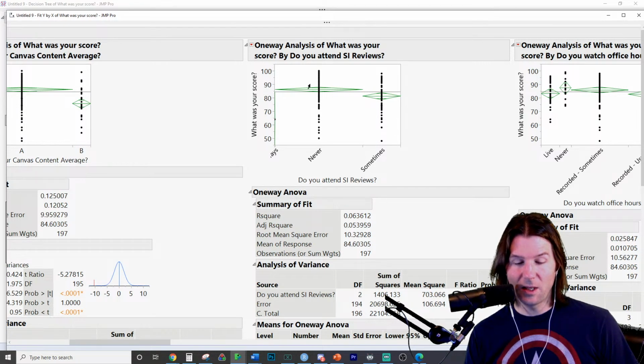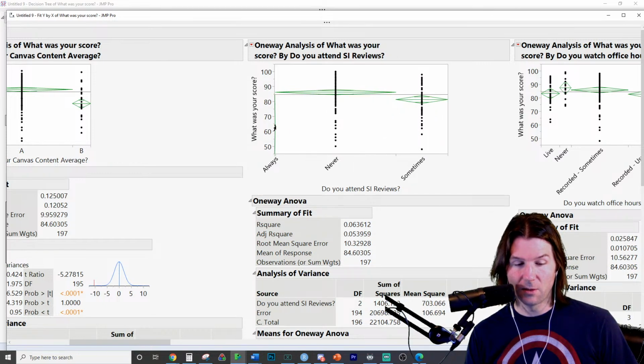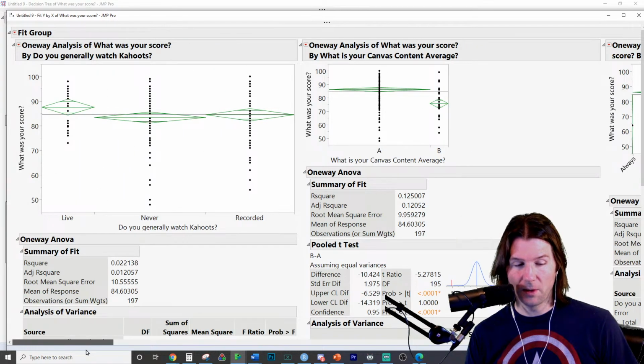I think this is because of self-sampling. The people who never go to SI reviews had higher, but there's only one sample here. Look at that confidence interval. It's ridiculous. It's not random. SI reviews, huge help. Alyssa, thank you so much.